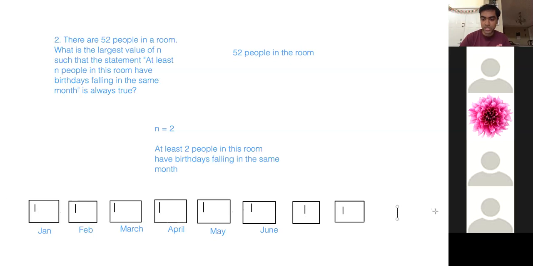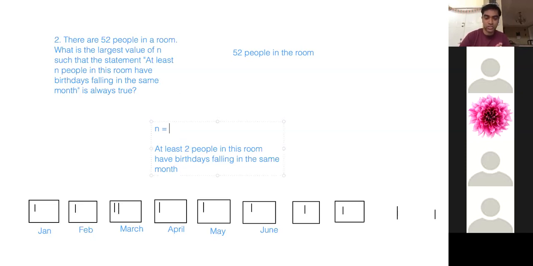What happens to the 13th person? He goes back in one of the months. Good. So the moment I have the 13th person, what must be true? At least 2 people in this room have birthdays falling in the same month. Good, exactly. Now, what about this statement?